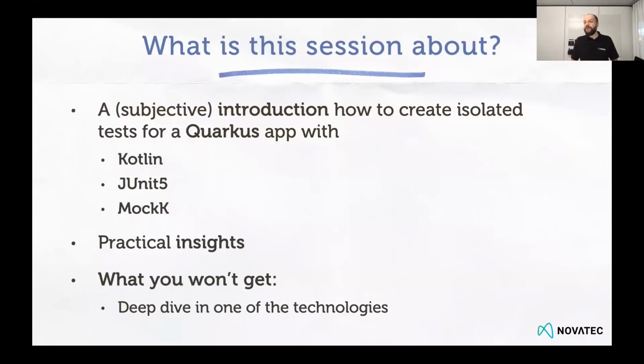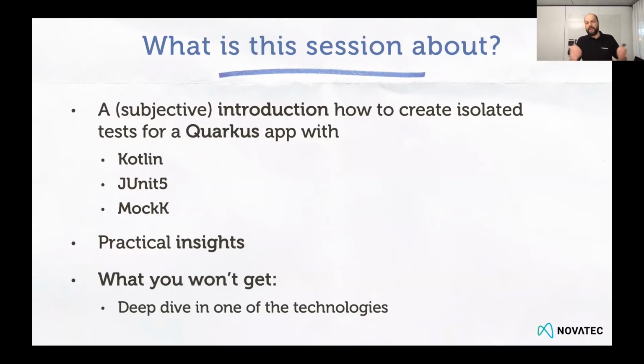Well, I try to give you an introduction how to create tests for a Quarkus app written in Kotlin. Or to be more precise, we're going to test parts of your application. So it's not about creating an end-to-end test where you test your application, let's say, from your API to your database. It's rather testing a service or a repository or a part of your application and mocking other stuff away.